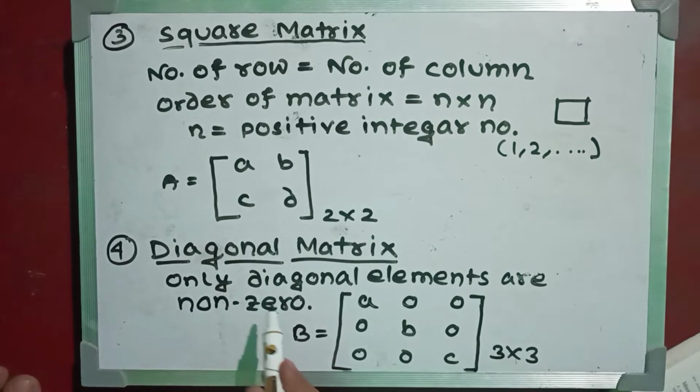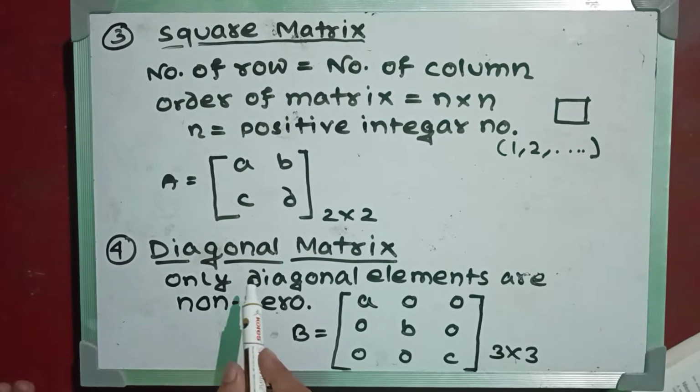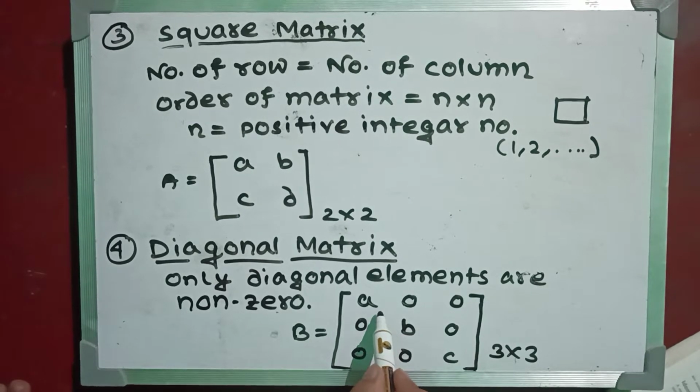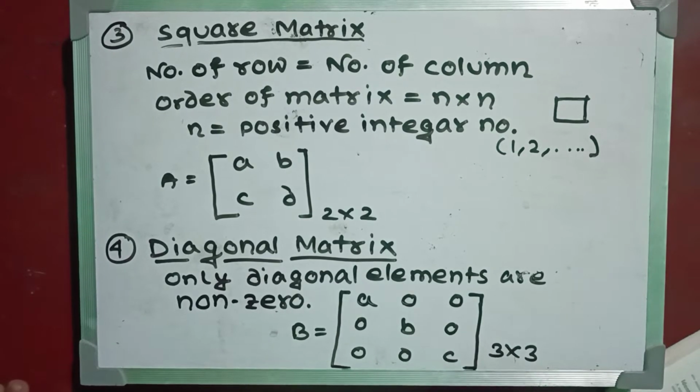Now I will be discussing diagonal matrix. In diagonal matrix, the word diagonal suggests that only the diagonal elements will be non-zero and all the other elements will be 0. So as you can see here, only the diagonal elements a, b, c are there, and all the other elements are 0, 0, 0, 0, 0. So only diagonal elements will be present in a diagonal matrix, and the order of the matrix is 3 cross 3.